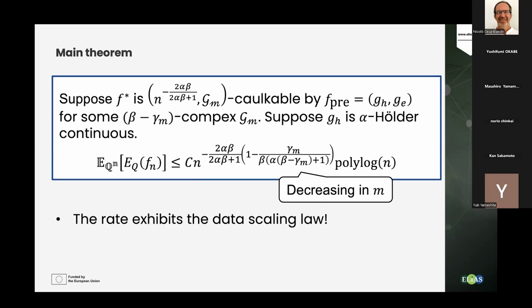So this actually explains the data scaling law, because this term is decreasing in the pre-trained sample size. So as we increase the pre-trained sample size, the decreasing rate of the downstream task gets close to this exponent. So this is the fastest rate in this case.